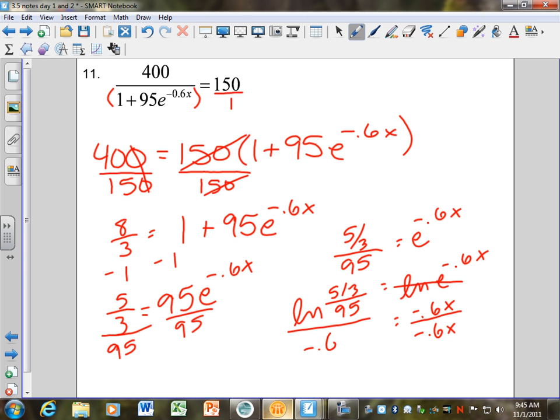And honestly, this is where it's up to you on how you enter this. I do this all at once on my calculator. That way I always get an exact answer. And I expect your answer to be able to match mine. So if you're going to use decimals throughout the problem, use a lot of decimals. Oh, I should have put x there, sorry. Just getting excited here. On my calculator, I'm going to type in ln of 5/3 divided by 95, close that entire thing up, and then I'm going to divide by negative 0.6.